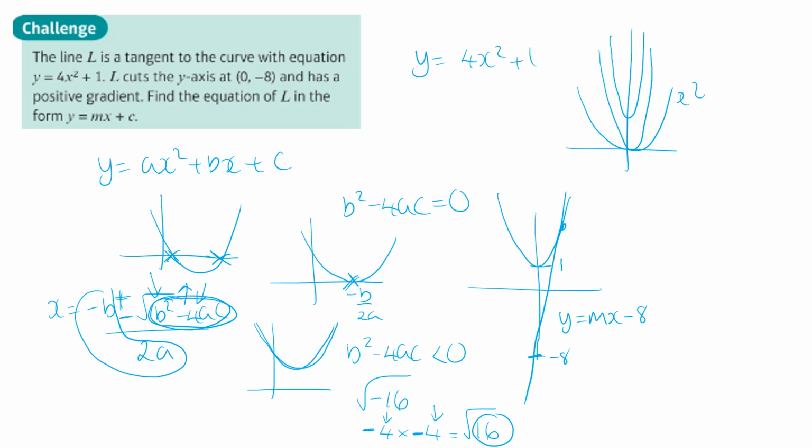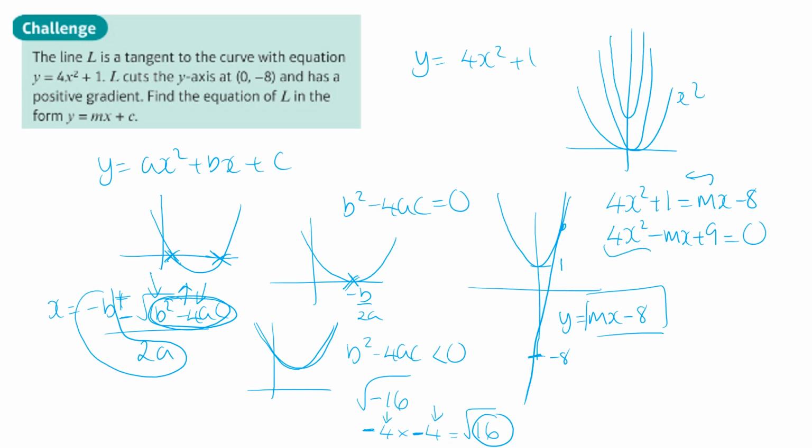So we want this mx minus 8 to meet our curve 4x squared plus 1 and just touch. So what we can do is say 4x squared plus 1 must equal our mx minus 8, and then solve a quadratic, take everything to one side. 4x squared minus mx plus 9 has to equal 0.